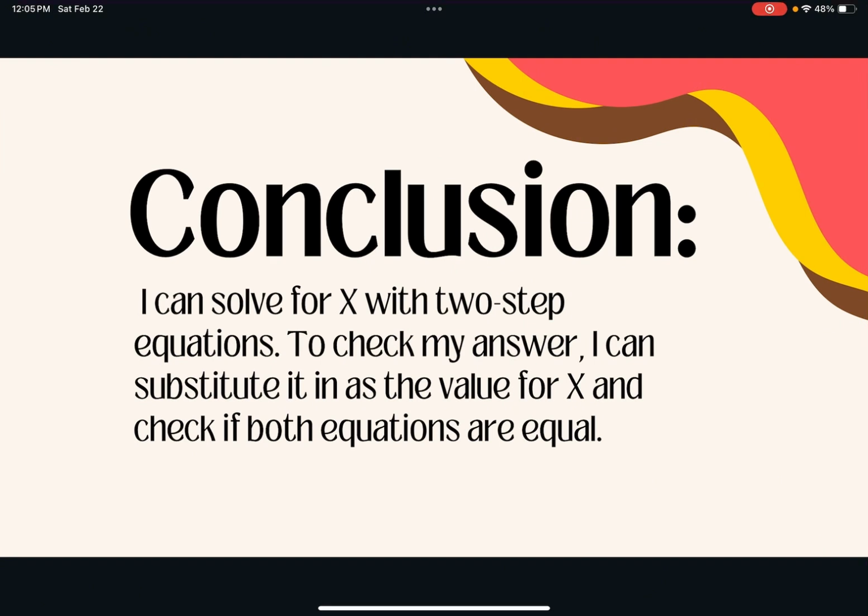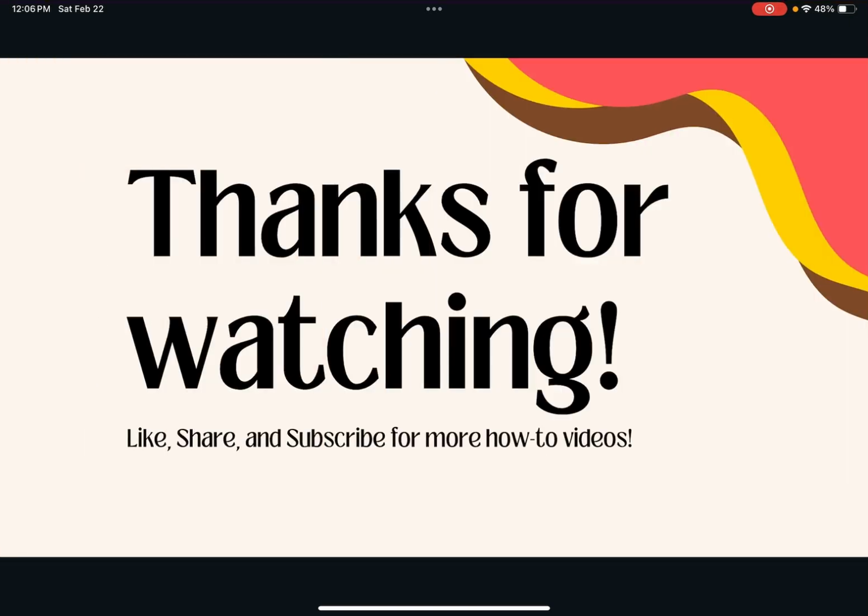So in conclusion, I can now solve for x with two-step equations. To check my answer, I can substitute it in as the value for x and check if both sides are equal.